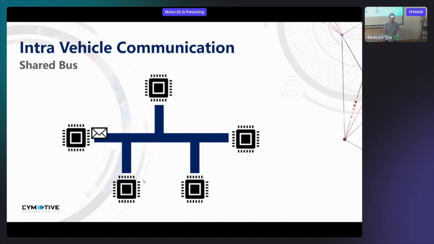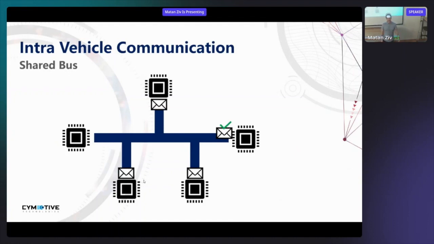Now, how does this shared bus actually work? Well, this bus is shared in a way that every message that is sent gets to anyone, any component that sits and listens to this bus. So this kind of protocol is inherently susceptible to sniffing, but also to spoofing. There is no built-in security mechanism that knows who is the source and the destination of a specific message.